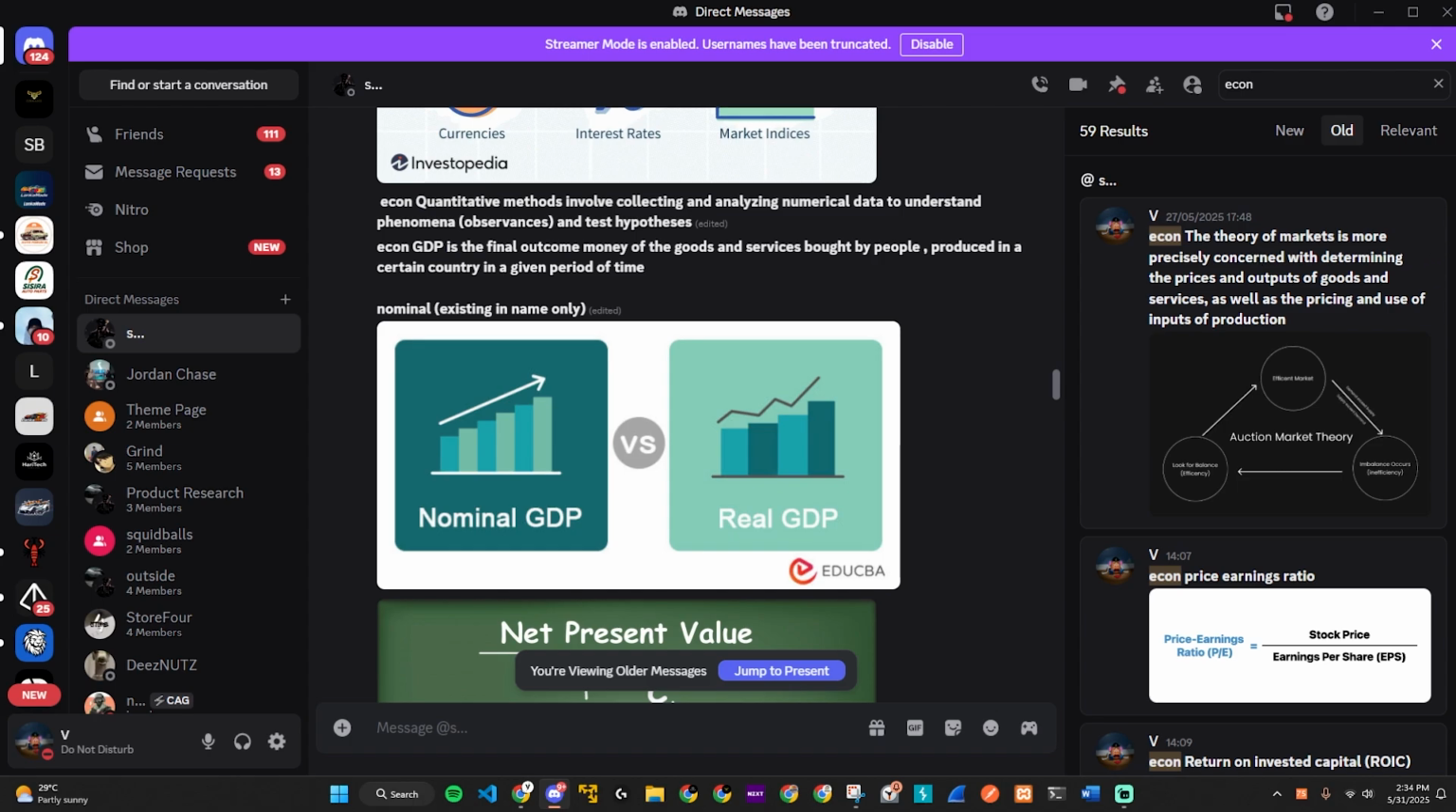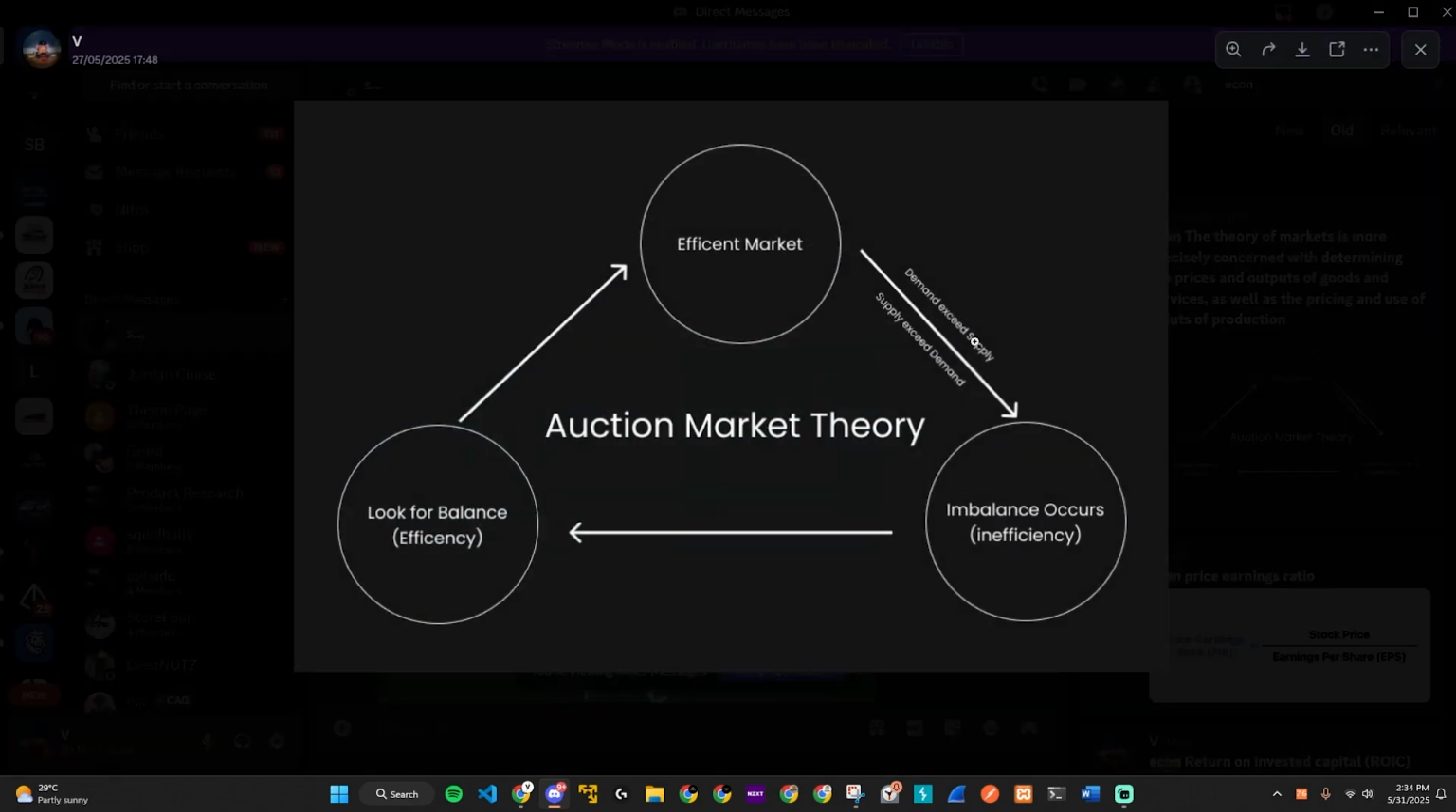Theory of markets. The theory of markets is more precisely concerned with determining the prices and outputs of goods and services, as well as the pricing and use of inputs of production. So you can see, look for balance, efficiency, and an efficient market. When demand exceeds supply, an imbalance occurs, right?